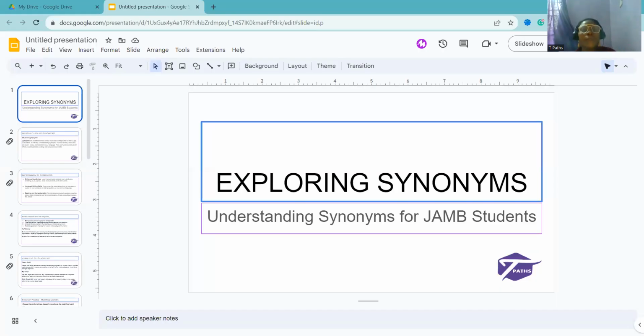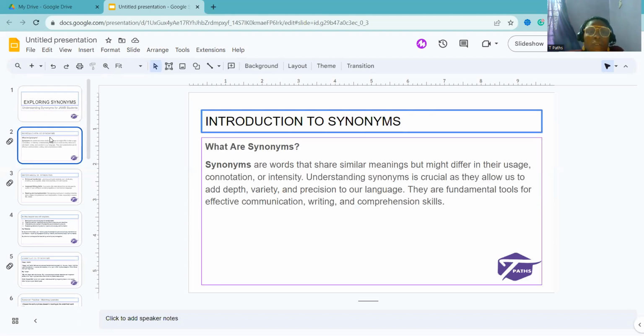Okay, so exploring synonyms, understanding synonyms for JAMB students. Yeah, this is a common question that pops up. Some of you are familiar with it, while some are not familiar with it. So it's important you understand it because it's in your lesson outline in JAMB. So, introduction to synonyms. What are synonyms?